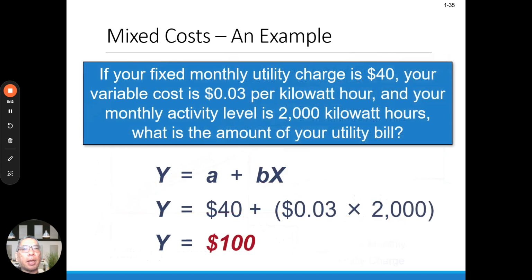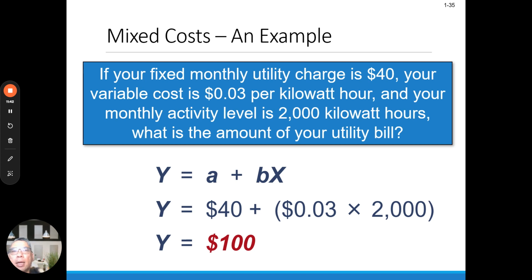Here is an example given to you. In a real-life example, the fixed monthly utility charge is 40 bucks. Your variable cost is 0.03 per kilowatt-hour. Your monthly activity is 2,000. What is the amount of the utility bill? So you're going to use this logic: Y equal to A plus BX. Y is equal to 40. Where is the 40 coming from? It's 40 for A. B is 0.03 times 2,000. You get Y equal to 100.